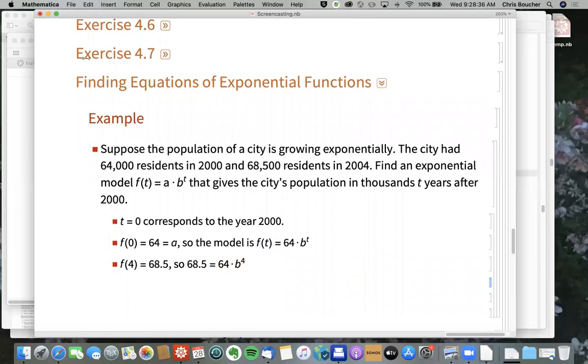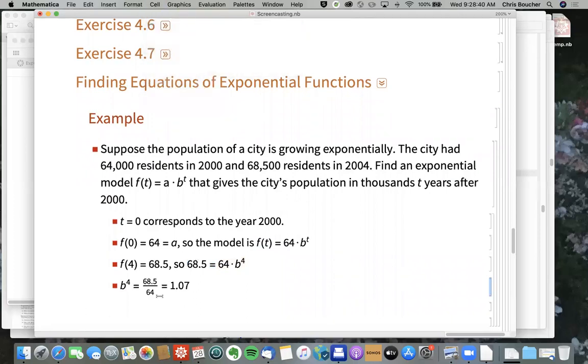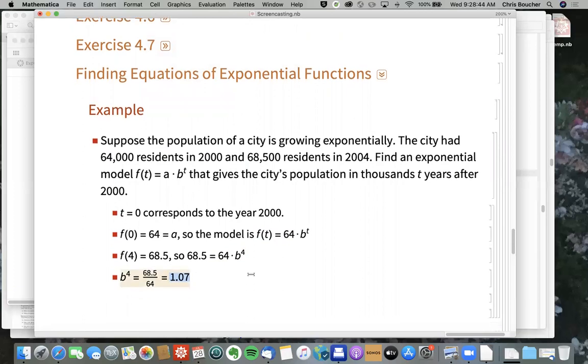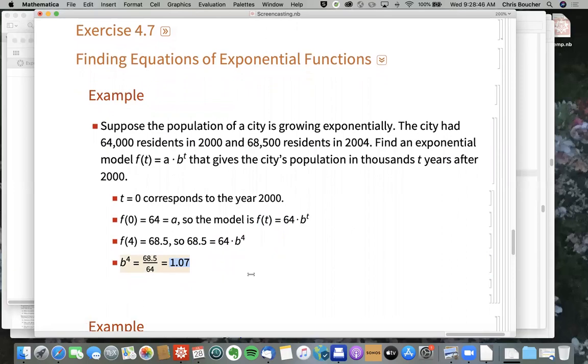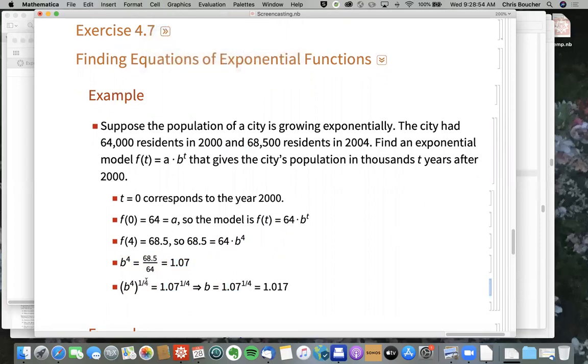If I divide both sides by 64, so I just do a little bit of algebra there, I get b to the 4th is 1.07. So a word about solving equations like this: I want to solve for b, but b is raised to the 4th power. The way to do this is to take 4th roots on both sides, or an even better way to think about it, to raise both sides to the 1/4 power. So I raise the left to the 1/4 power, and I raise the right to the 1/4 power.